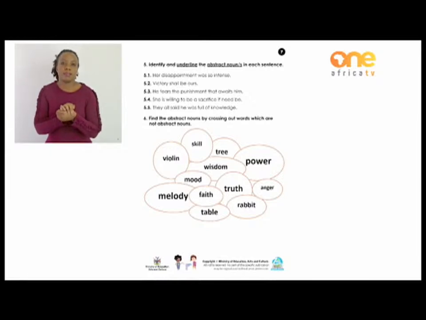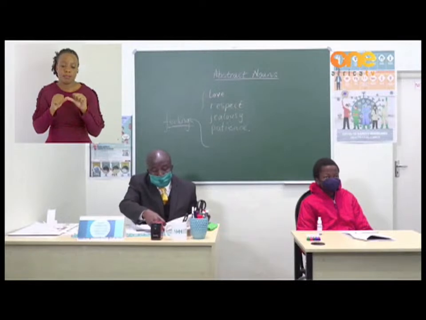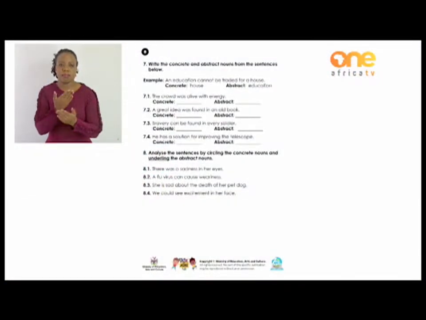Okay, boys and girls, let's move on to the next page, which is page 8. It says, write the concrete and abstract nouns from the sentences below. So what it means is those sentences have both concrete and abstract nouns. Under concrete, you write the concrete noun, and under abstract, you write the abstract noun. An example has been given.